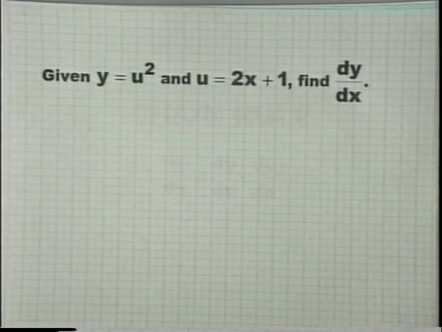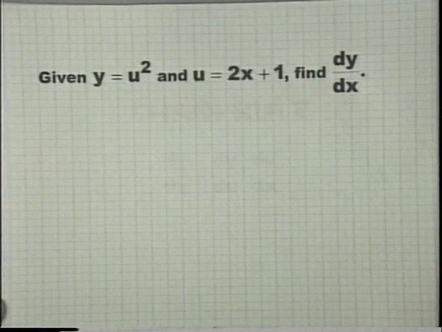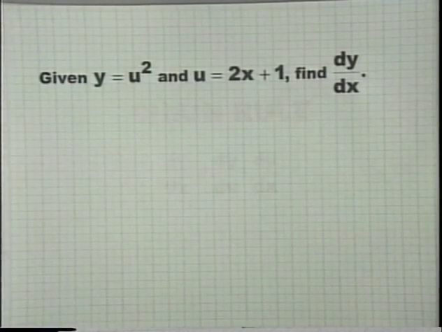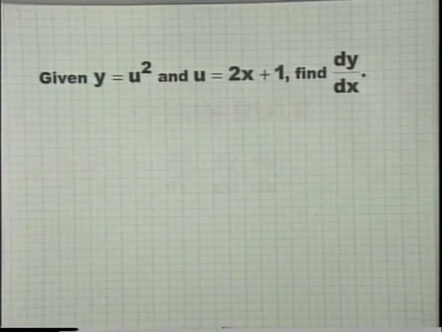Now, we're going to start with this example. We are given that y equals u squared. Notice y is a function of u here, not x. And then we also know that u equals 2x plus 1. In other words, u is a function of x. So y is a function of u, and u is a function of x.